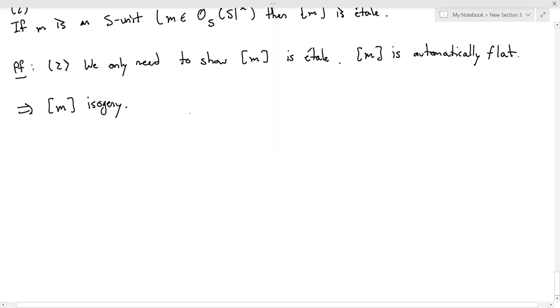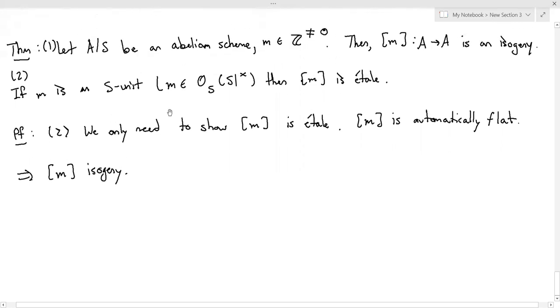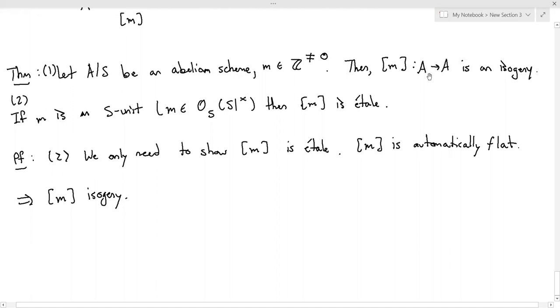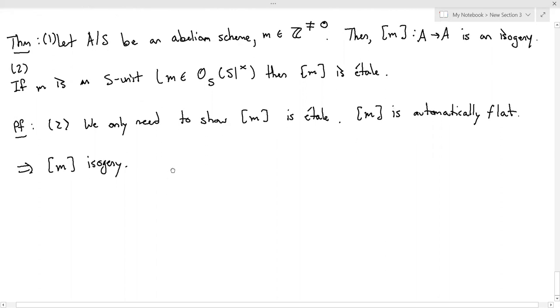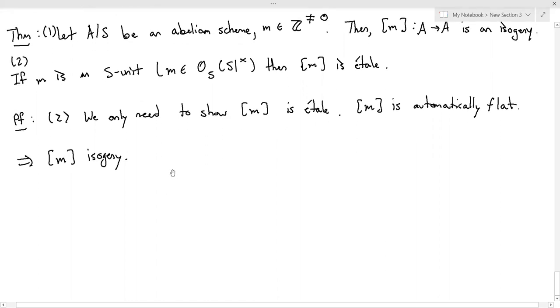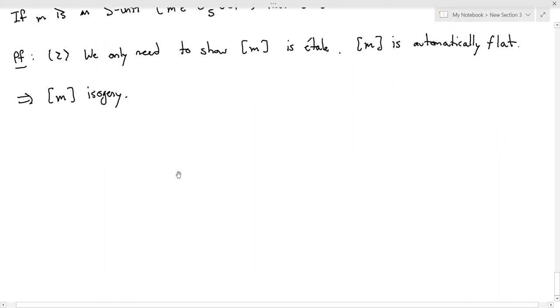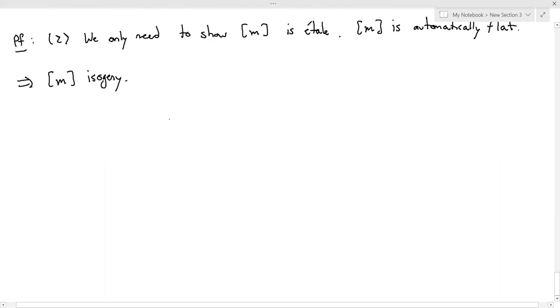Well, recall that the geometric idea behind being étale is that it should be like a local diffeomorphism. And so one way to think about that is that it behaves nicely with tangent vectors, and that can be made precise. So let me do that. m is étale at some point x in A if and only if what?